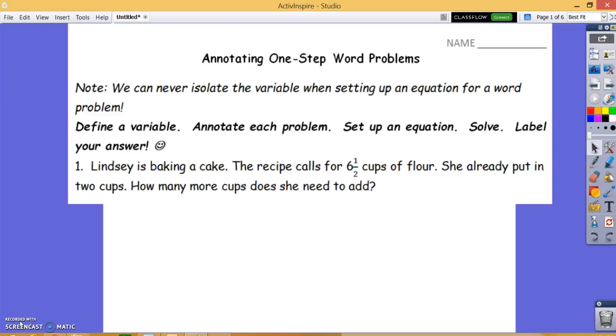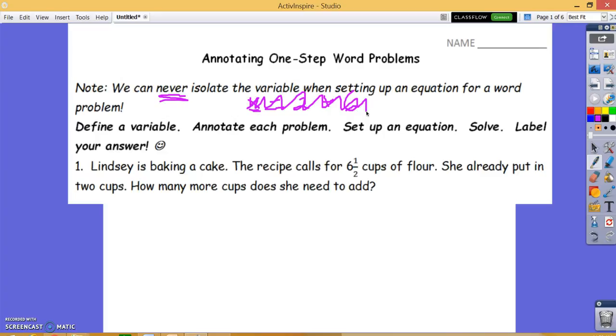Welcome to our lesson on annotating one-step word problems. There's a note that I wrote up here at the top, and it's important that we read it. It says you can never isolate the variable when you're setting up an equation for a word problem. So, for example, I could never set up an equation that says x equals 2 plus 6 or something like that because x is all by himself already. We need to set up an equation where something is happening to x.